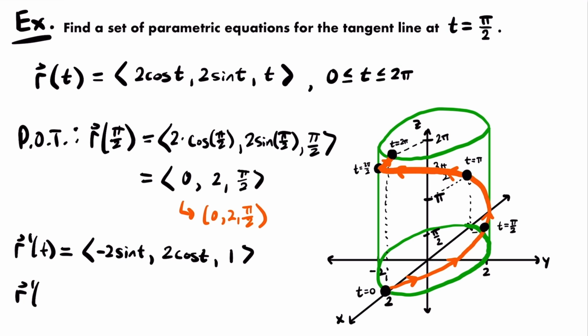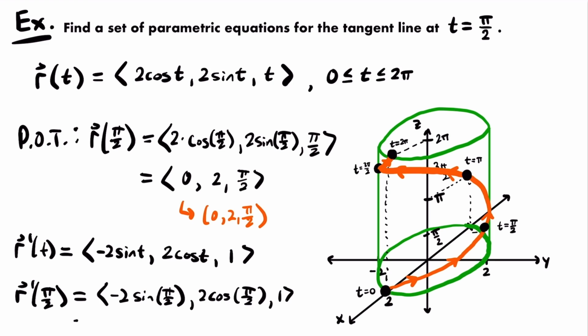So we'll have r prime of pi divided by 2 is equal to negative 2 times sine of pi divided by 2, then 2 times cosine of pi divided by 2, and then 1. And so sine of pi divided by 2 is 1. So you'll have negative 2 times 1 for the x component. So this is negative 2 comma 2 times cosine of pi divided by 2.